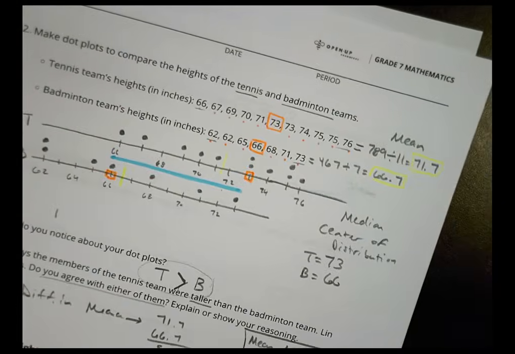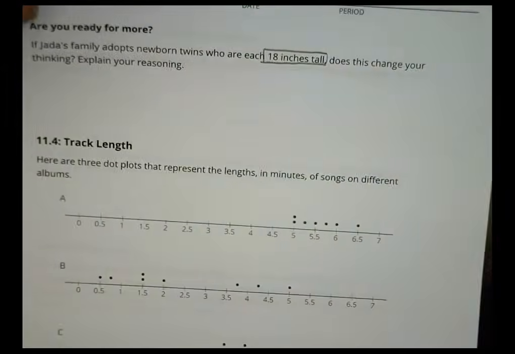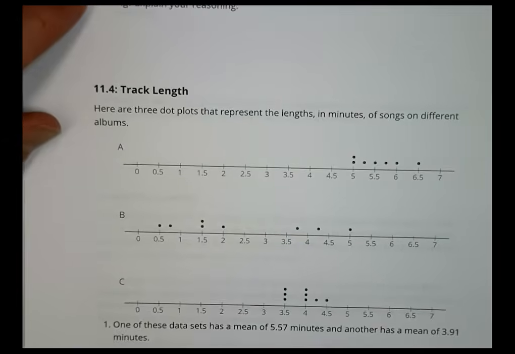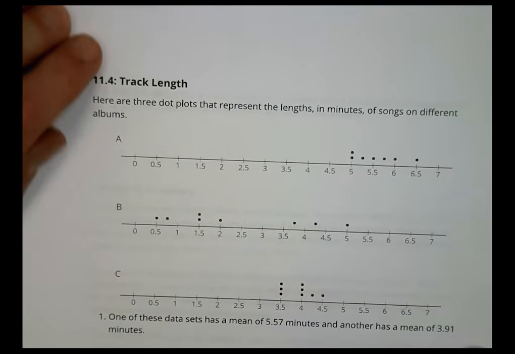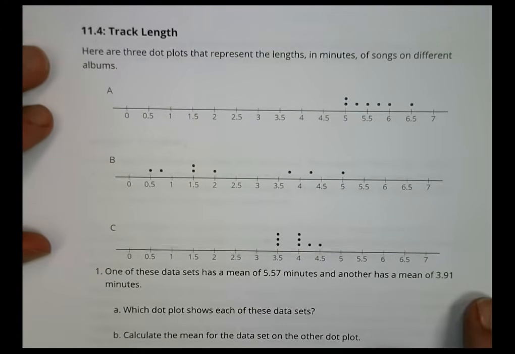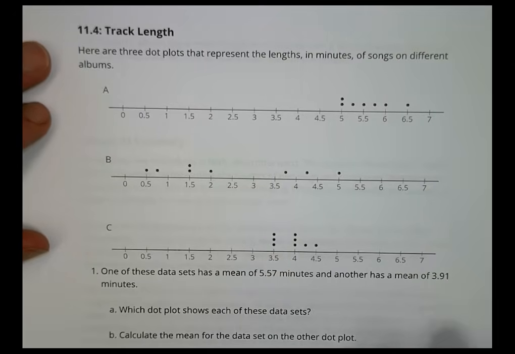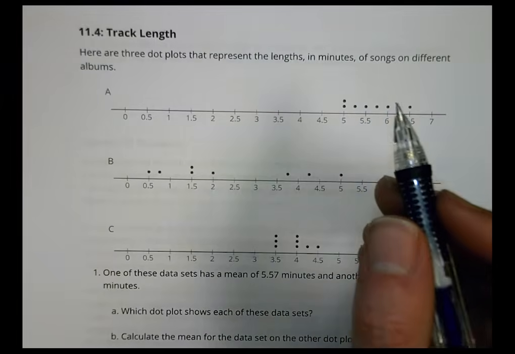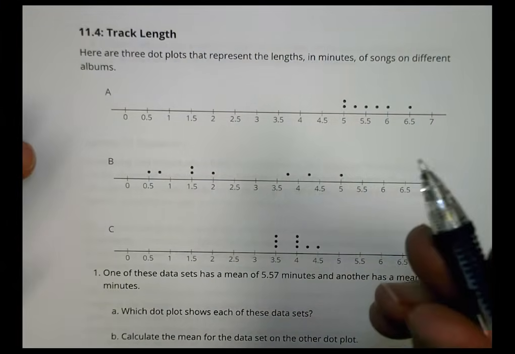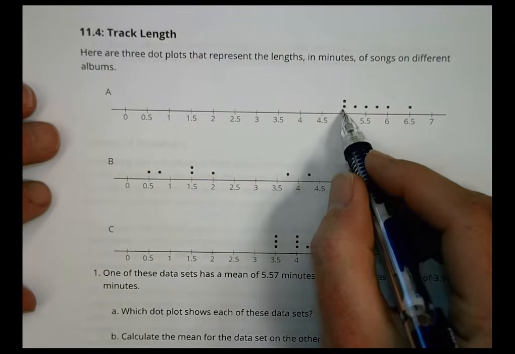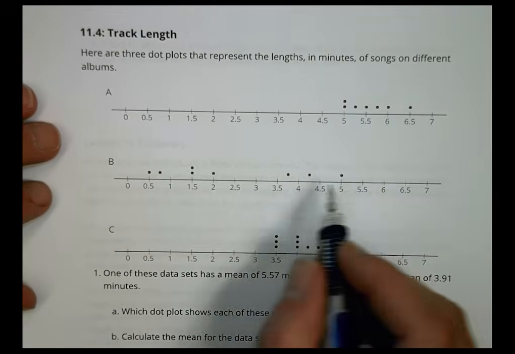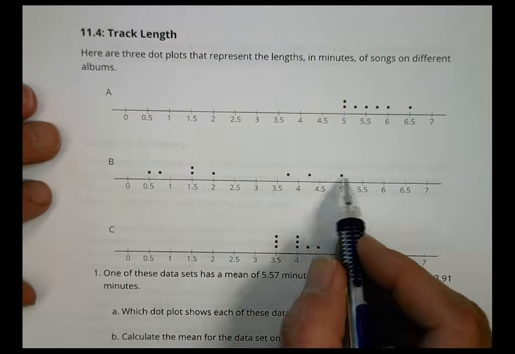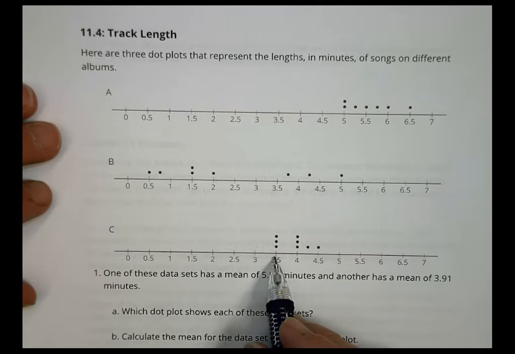Okay, so let's take a look at the next one here, which is, again, another optional activity that you may or may not do, but may be good to have in your notes for later on. So here's what we have. We have some 3 dot plots that represent the lengths in minutes of songs on different albums. You have 5-minute songs to 6-minute songs. These songs are really short, half a second, all up to 5 minutes. And here's a cluster from 3.5 minutes to 4.5 minutes.